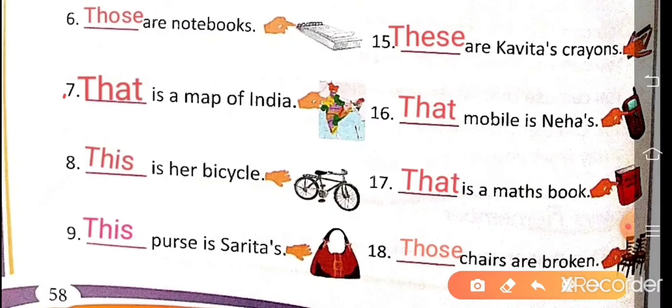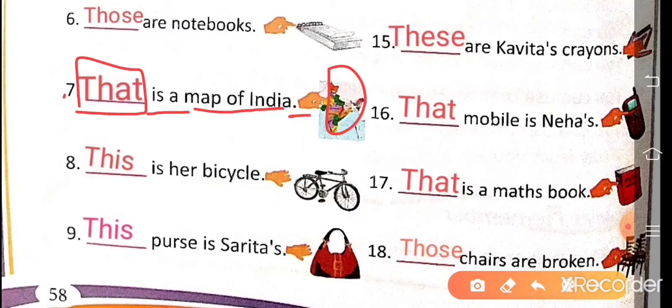Now number 7, dash is a map of India. So this hand indicates for far. So for far we use that. That is a map of India. Number 8, dash is her bicycle. So this hand indicates for near. So this is her bicycle.